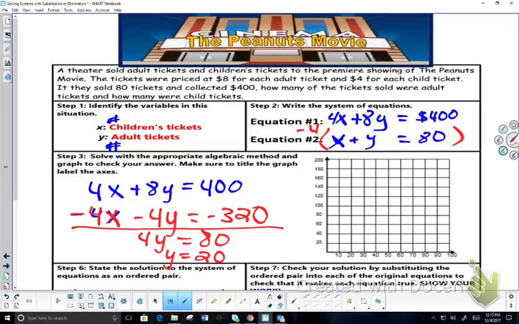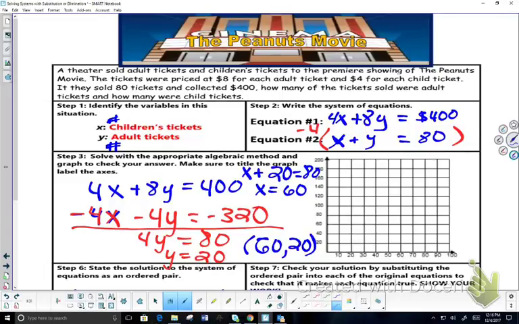So now what? You have to plug it into one of your original equations. Which one do you want to plug it into? Equation 1. Y'all want to plug it into the top one? Oh wait, no. I'm going to plug it into the bottom one. If you want to plug it in the top one, you go ahead. But the bottom one is just x plus 20 equals 80, and that's a whole lot easier to me. That'll give me x equals what? 60. So I have a point at 60, 20. Being real careful to put them in the right order.